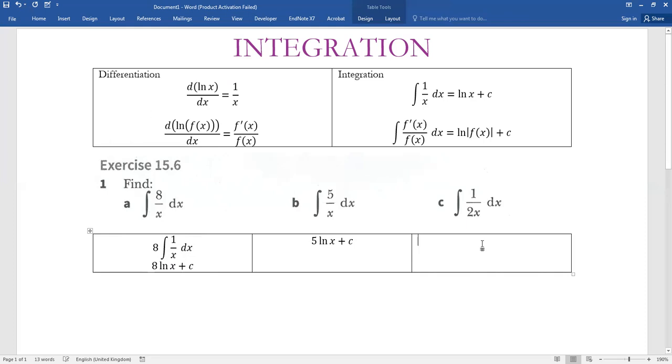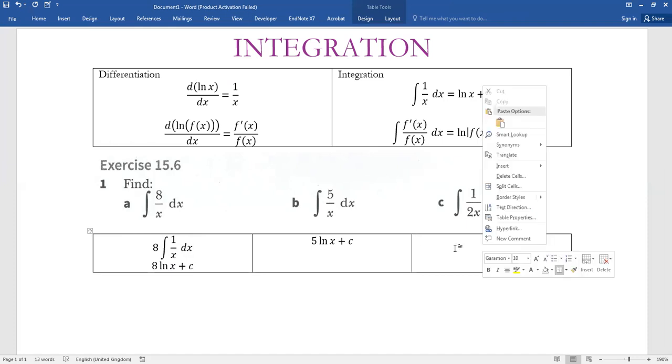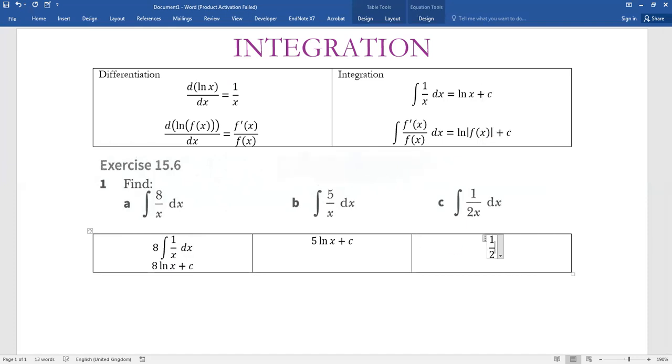Now what about 1 over 2x? So we will take 1 upon 2 into it. Yes, so we will have half ln x plus c. Is that right? Yes, sir. Okay, this one's very easy. Okay, now about this.